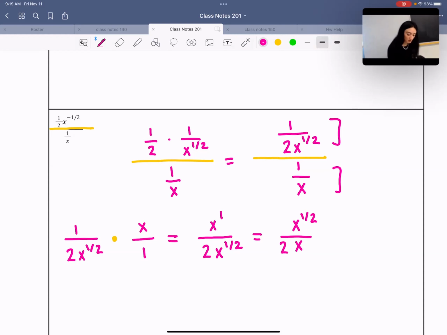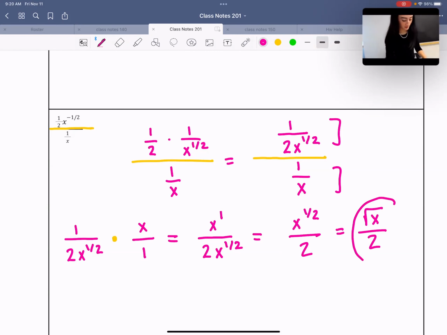Okay. Oh my God. I don't know what I just drew there. I don't know what just happened. X to the 1/2 over 2. Sorry. There we go. All right. Now x to the 1/2 is the square root of x over 2. And let me just hand this in. All righty. So this would be my final answer.